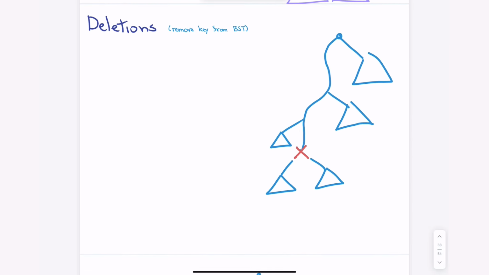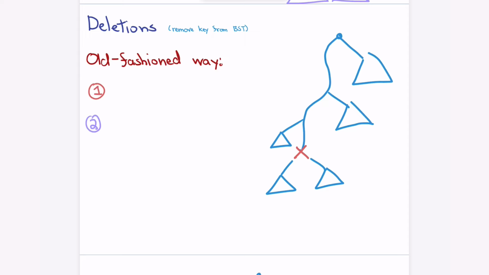Now, what about deletions? How do we delete? Anyone remember how to delete a node from a binary search tree? Yeah. So the first step is you find a key, right? It's somewhere in the tree, and if you're lucky, it'll be a leaf. If it's a leaf, you can just delete it, right? All right. So now the tricky part is, what do you do if the key is not a leaf? It's somewhere in the middle, right?